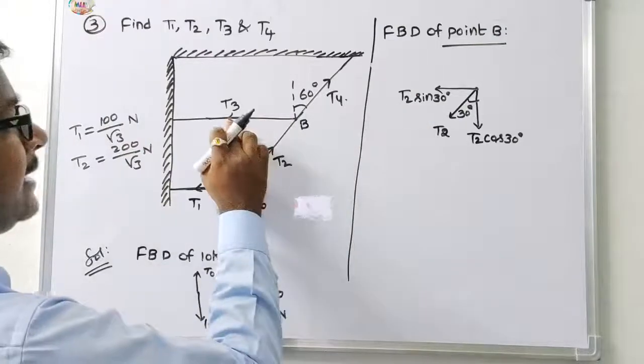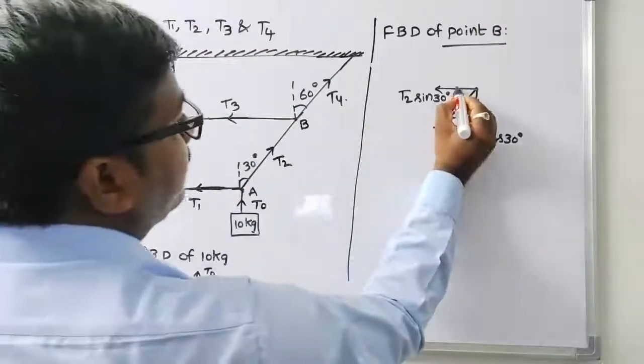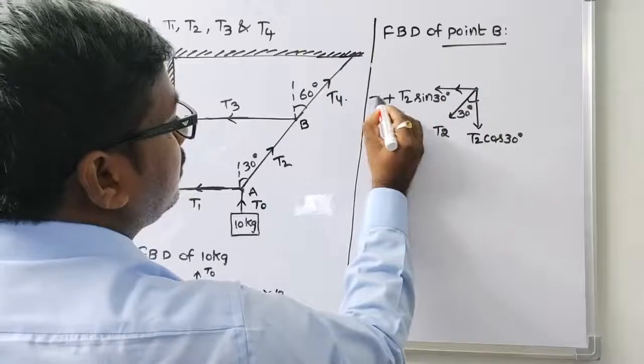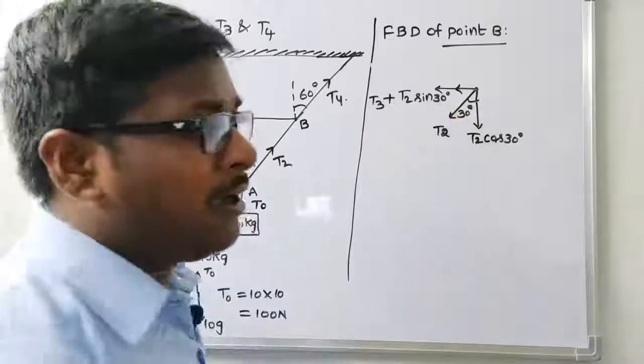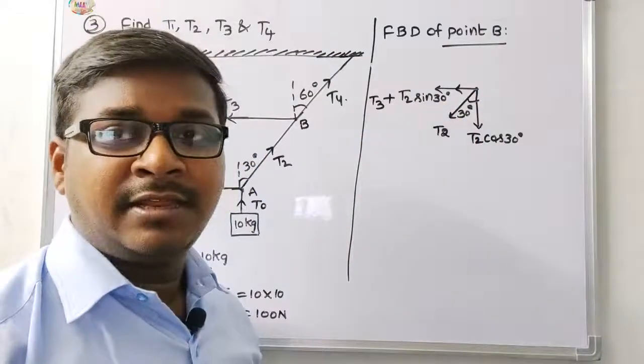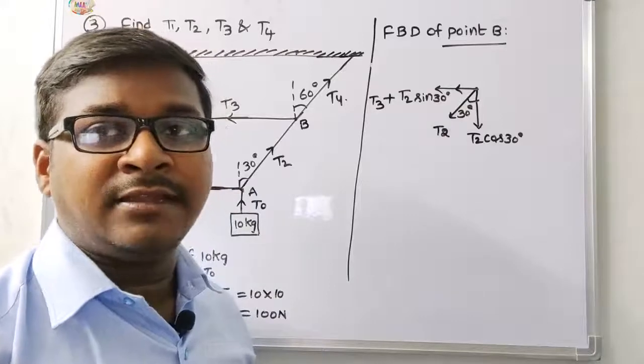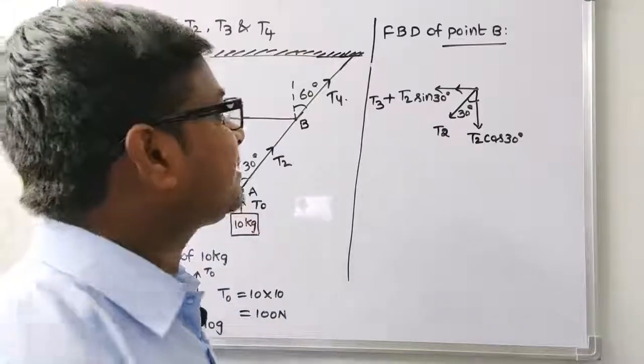Okay, on this side T3 is also applied. T3 and T2 sin 30 are acting in the same direction, so these two tensile forces are adding: T3 plus T2 sin 30.